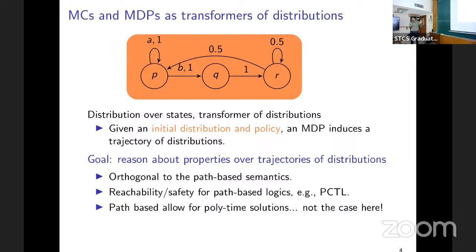It will be that you can show that, and this is classically known, that checking PCTL properties is all polynomial time, and you will see that our problems are slightly of a different hue. Okay, so if you're not aware of this, it's not very important.